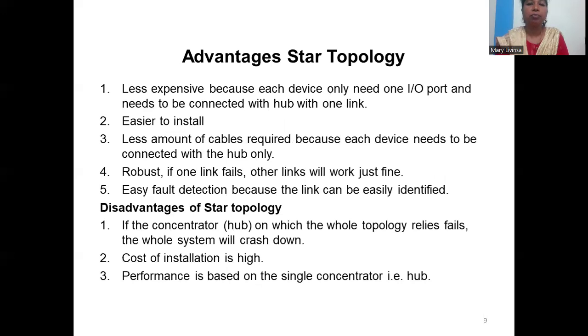Then the advantage of star topology is that it is less expensive because each device needs only one I/O port and needs to be connected to the hub with one link. It is easier to install and less cable is required because each device needs to be connected to the hub only. It is robust. If one link fails, other links will work just fine. And it has easy fault detection because the link can be easily identified.